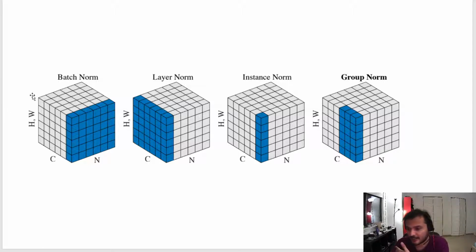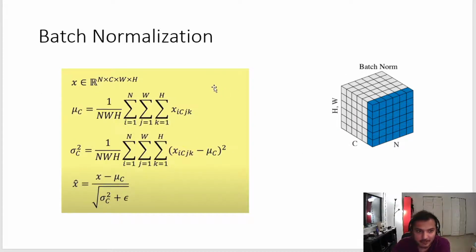Now let's look at how the equations look like. So let me again go back to batch normalization. And let's look at the figure again. So for batch normalization, you will compute statistics for each channel. So for each channel, I will check out all the H, W, and N values and then compute statistics. So given an input of dimensions N, C, W, H, I compute the mean for each channel by summing or aggregating all the values.